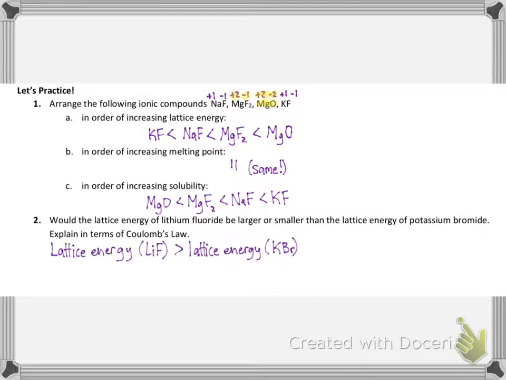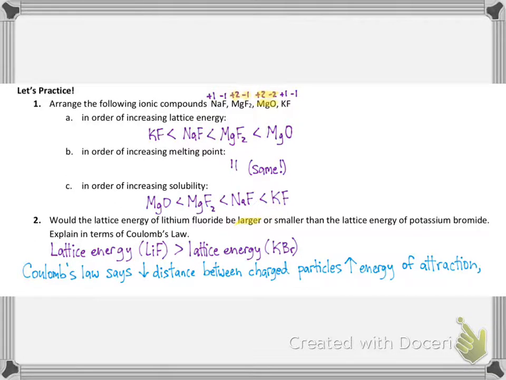Okay, first we have to recognize that the lattice energy of lithium fluoride is definitely going to be bigger than that of potassium bromide. Why? Well, Coulomb's law says decreasing the distance between charged particles increases their energy of attraction. And honestly, both lithium and fluoride are smaller than potassium and bromide. And there you have it. These kind of explanations should feel very familiar after all of our trendy trends.